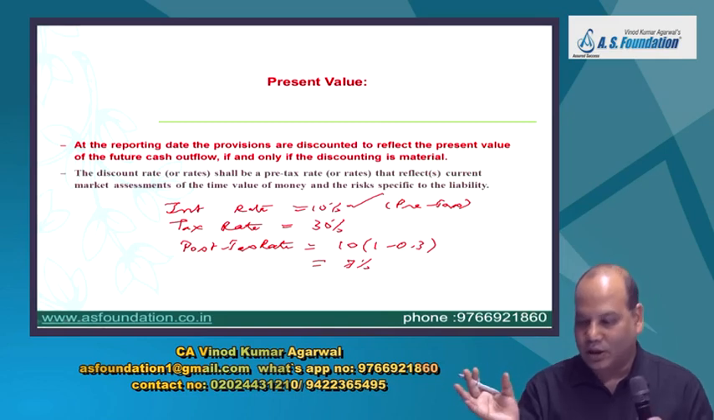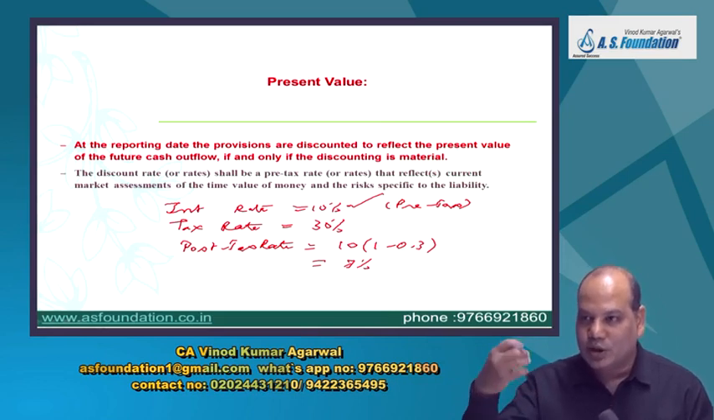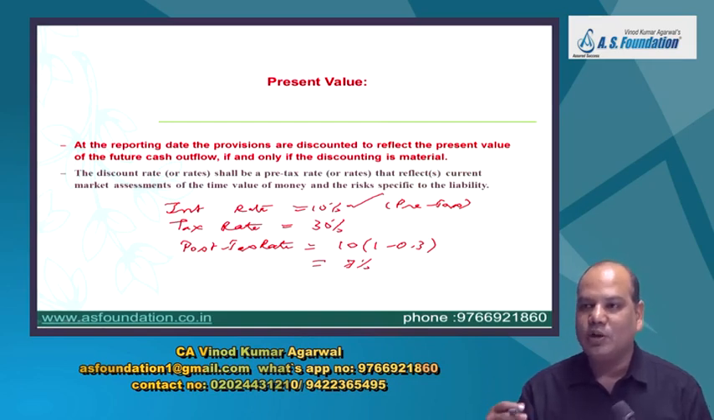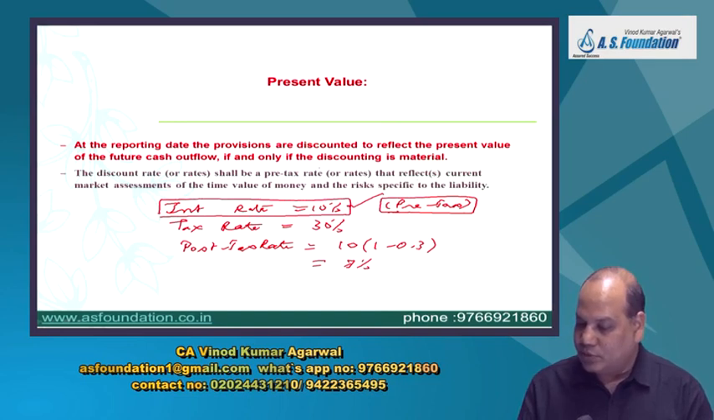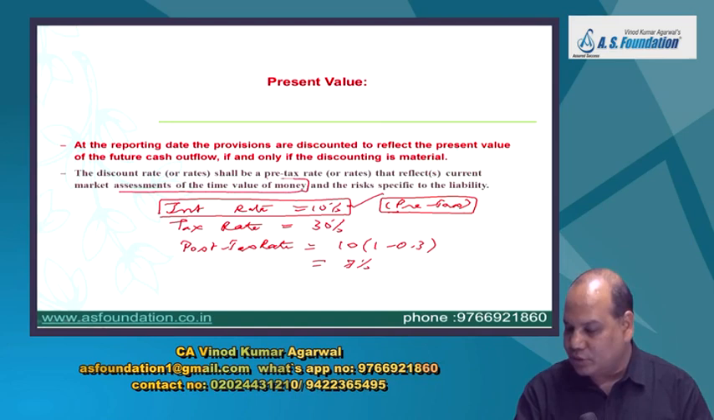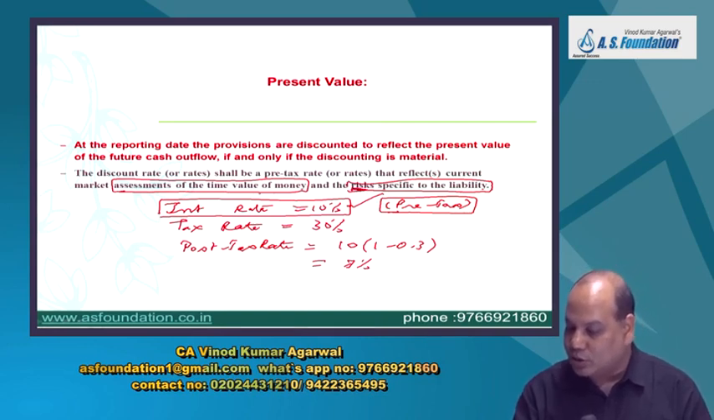The reason is simple. The cash flow that you are estimating is also pre-tax. The provision amount that you are estimating is also pre-tax. You don't estimate provision net of tax. You estimate gross amount of provision. Okay. So matching concept. Provision amount is pre-tax. Discount rate is pre-tax. And while estimating the discount rate, take into account the current market assessment of the time value of money. That is, what is your time value of money today, and also any risk specific to the liability. So risk can also be incorporated in the discount rate.